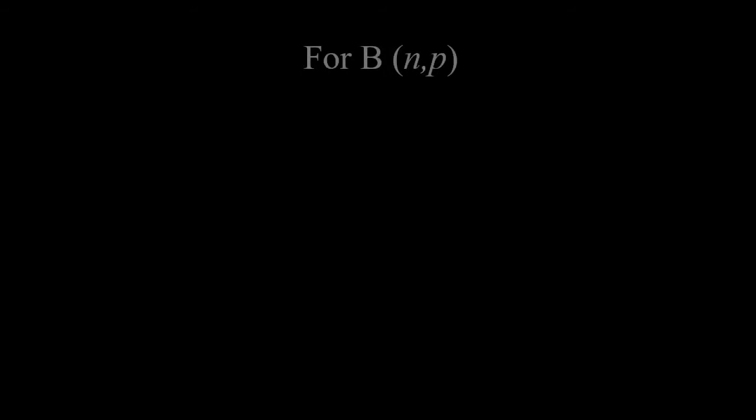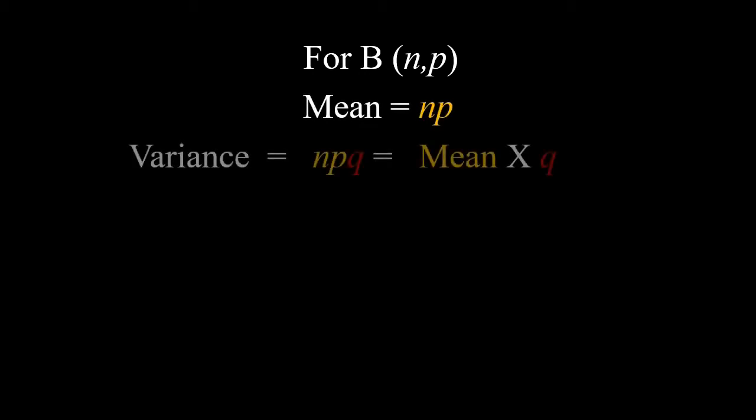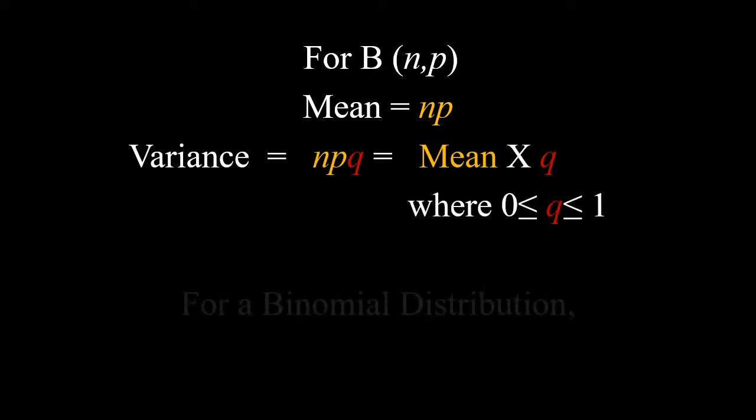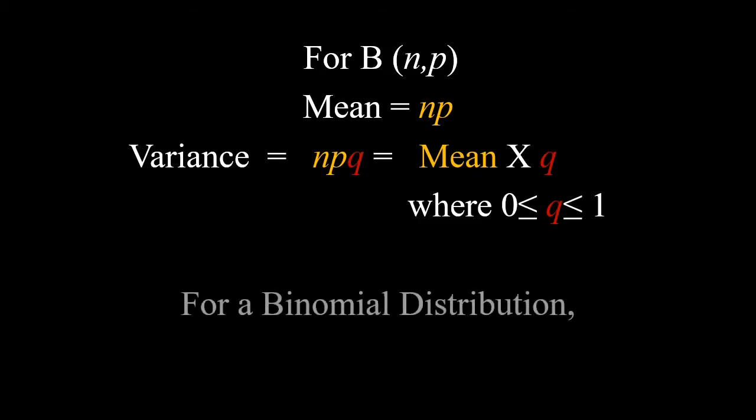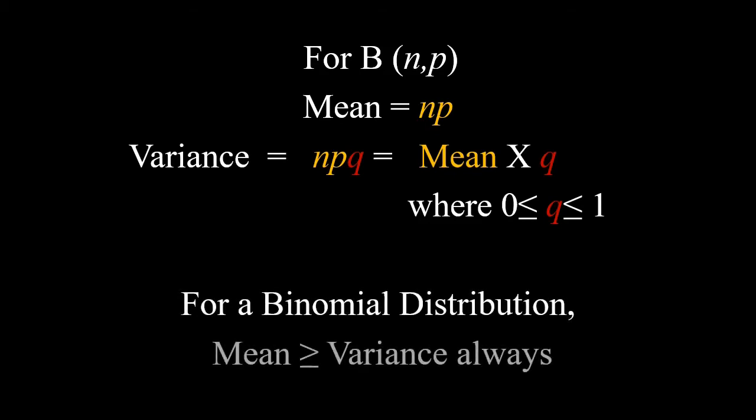Next, we shall see the descriptive measures of binomial distribution. For a binomial distribution with parameters n and p, mean is np and variance is npq. That is, variance is mean multiplied by q, where 0 < q < 1. Hence, for a binomial distribution, mean is always greater than variance.